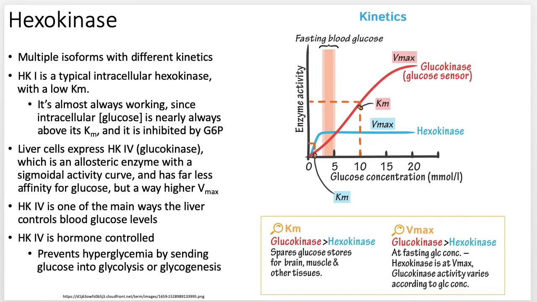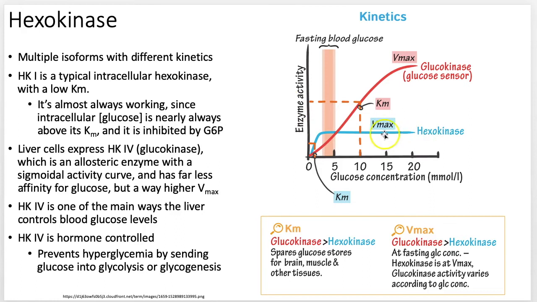Now, there are a bunch of different isoforms. So how do you make different isoforms? Well, that's a great question. Probably alternative splicing. They could probably come from different genes as well. But there are a bunch of them that do this first process. So hexokinase 1, 2, and 3 are your just normal intracellular hexokinases. They have really low KMs.